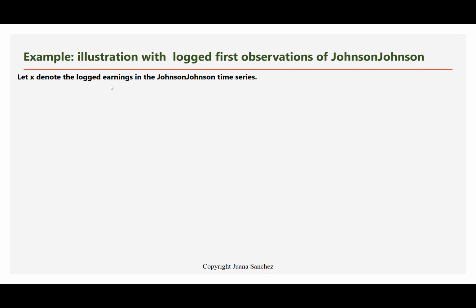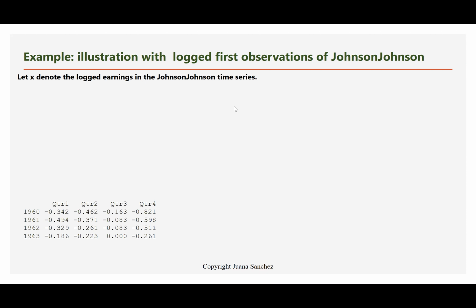So let X denote the logged earnings, because remember we took the log to stabilize the variance of the Johnson-Johnson time series. And here is the log time series, okay? So I put the R code that I use here, X equal round. I rounded because R gives a lot of decimals, so there is no space here to put the numbers very accurately. So this is just for illustration, round of the log of Johnson-Johnson.